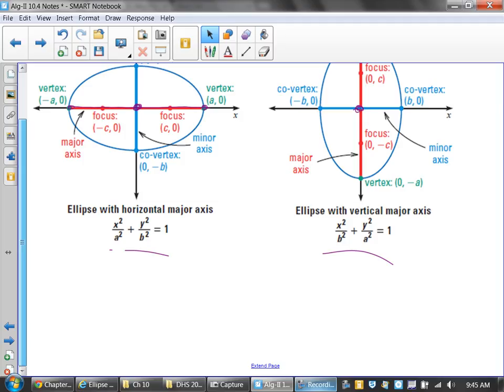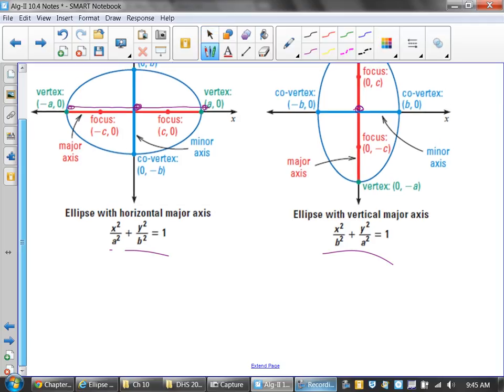The reason the a squared switches within the denominator is that a squared is always greater than b squared. The a squared value is always going to be greater than the b squared value. So if the larger of the two numbers is underneath the x squared term, it means it's stretched left and right. If the larger of the two numbers is underneath the y squared term, it means it's stretched up and down. It's that simplistic.